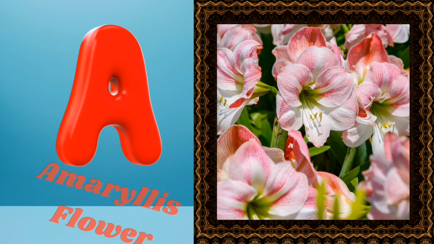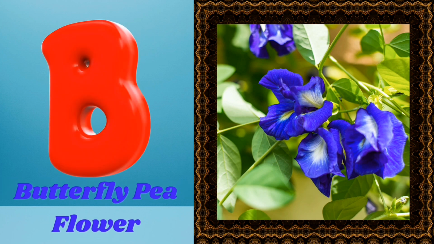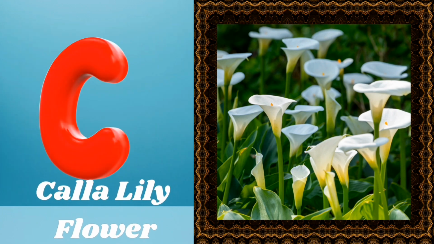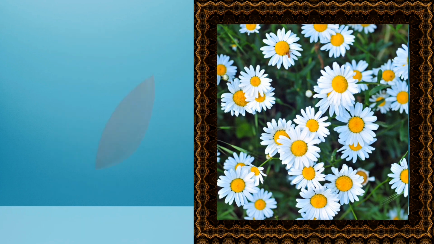And A is for amaryllis flower. A, amaryllis flower. B is for butterfly, B. Flower B, B, butterfly B. Flower C is for calla lily flower. C, calla lily flower. D is for daisy flower. D, daisy flower.